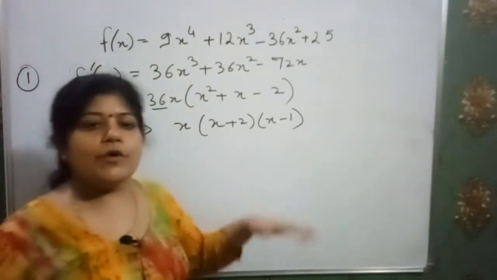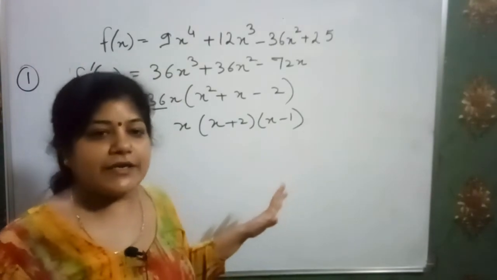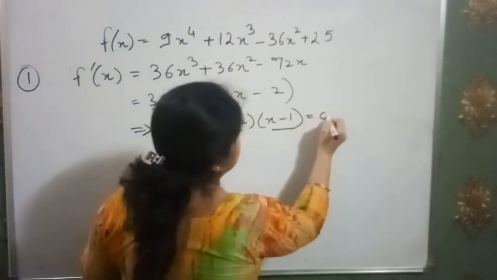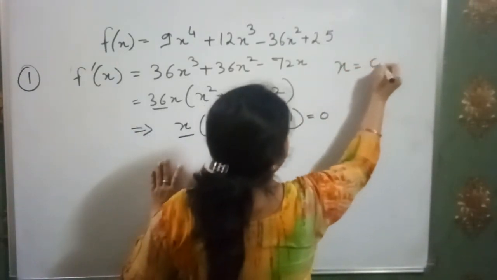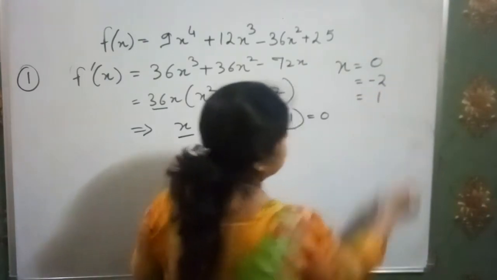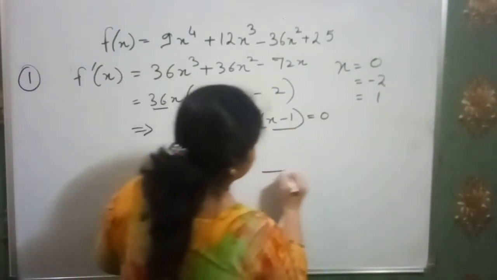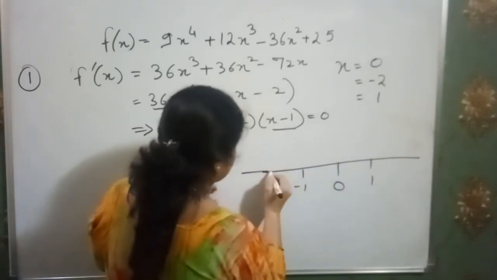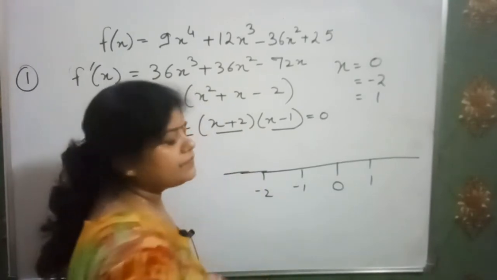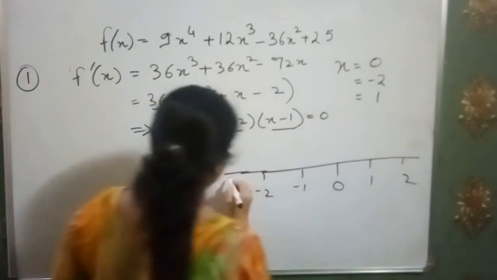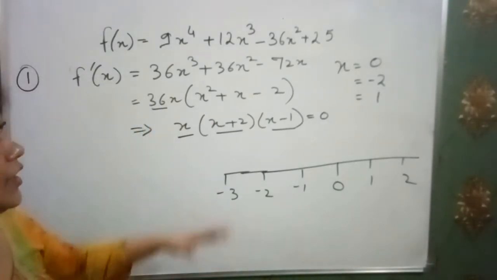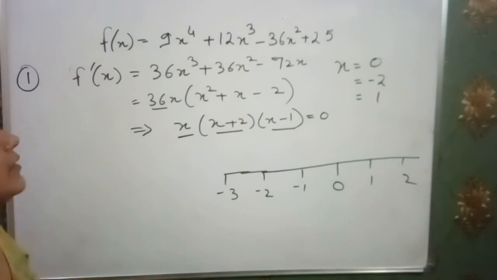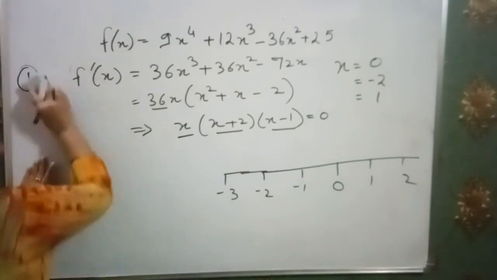Now if you have to find whether the function is increasing or decreasing, we take the different values of x by taking it equal to 0. So we got three values of x: 0, minus 2 and 1. Make it on the number line: 0, 1, minus 1, minus 2 and so on. And here it is 2 and here it is minus 3. Clear? Now I am going to tell you a method by which you can easily check whether the function is increasing or decreasing. I am just rubbing the blackboard.